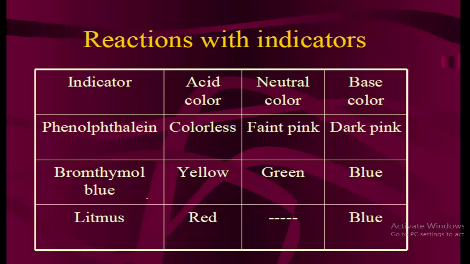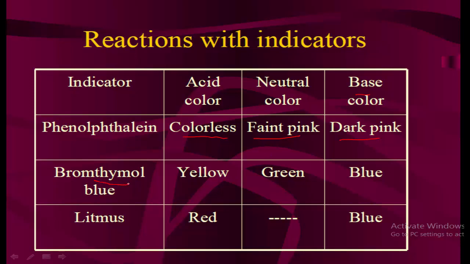The indicators given here are phenolphthalein, bromothymol blue and litmus. When phenolphthalein is added to an acid, the color remains colorless. In a neutral solution, the color is faint pink, meaning light pink. And in a base, phenolphthalein gives dark pink.